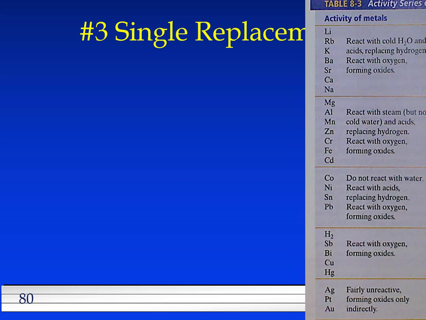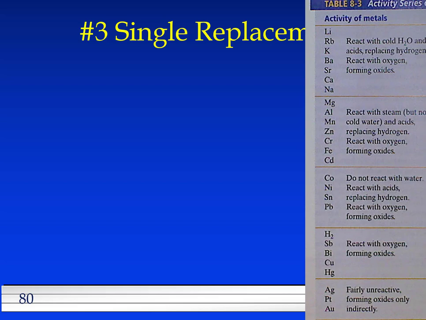Okay, so I gave you your list. We'll talk about what those pieces mean along the way, but we're going to finish up single replacement here, and then give you a chance to practice a few. Talk a little about the lab tomorrow.